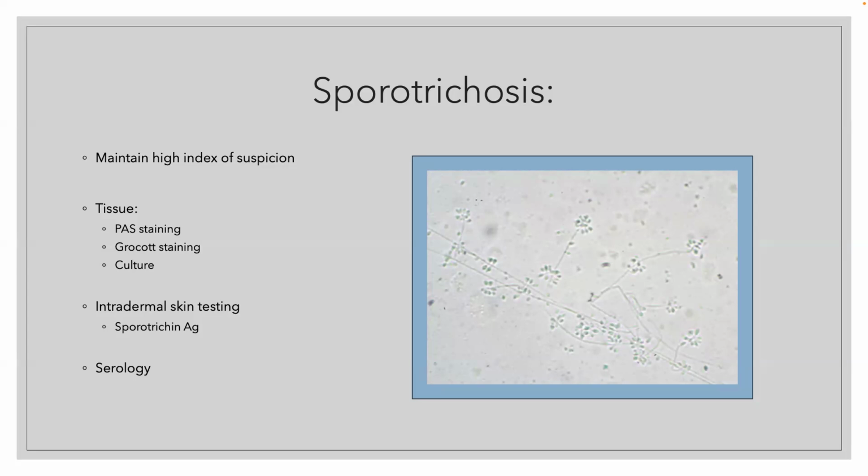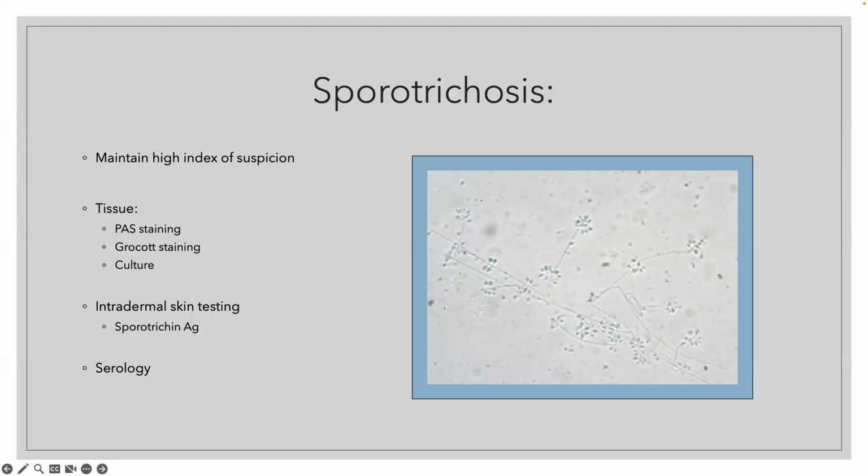Tissue staining with PAS and Grocott may also enable visualization of the yeast. Intradermal skin testing can also be carried out with sporotrichin antigen. It is considered to be positive when erythema and induration appear at the injection site after 48 hours. You perform this the same way that you would perform a PPD test.